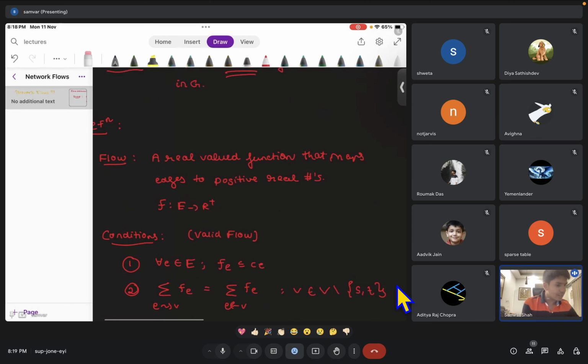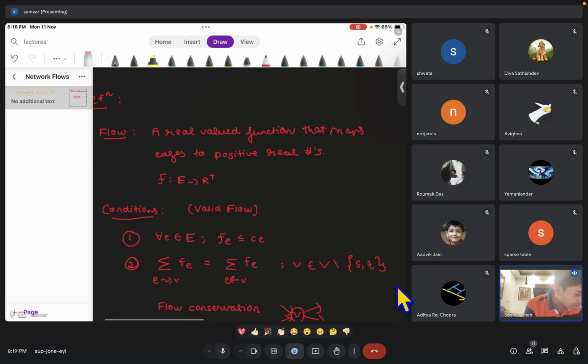Now, this is quite important, and this is one of the basic and most important features of the flow network. The sum of Fe, okay, I should have written this a bit better, that's my bad.